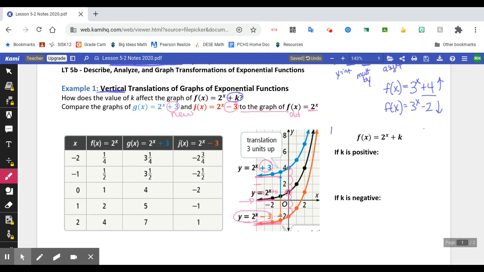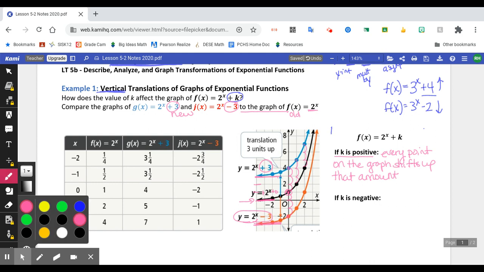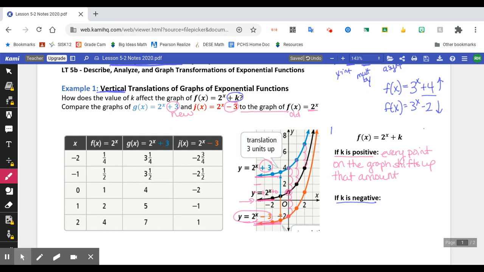Okay, so if that k is positive, every point on the graph, on the exponential line, shifts up that amount. So if it's positive 3, it shifts up 3. If it's positive 8, it shifts up 8. But every single point goes up that amount. You can see even here, 1, 2, 3, 1, 2, 3, they're all going up 3 points. Then in the reverse of that, if k is negative, then every point on the graph shifts down that amount.